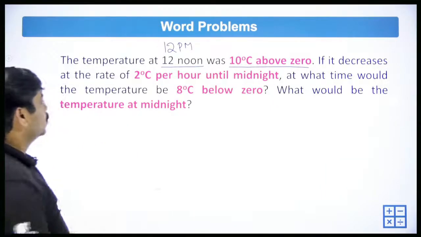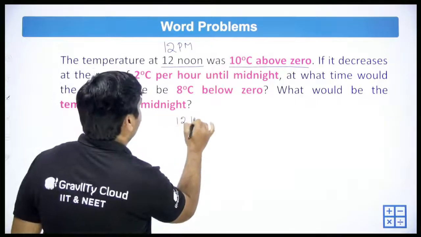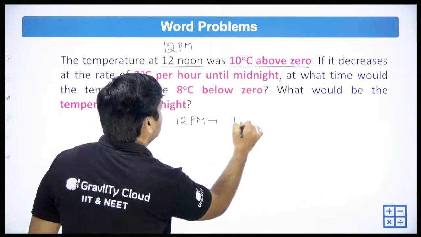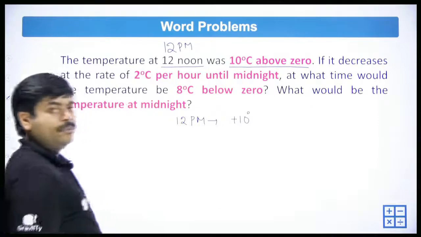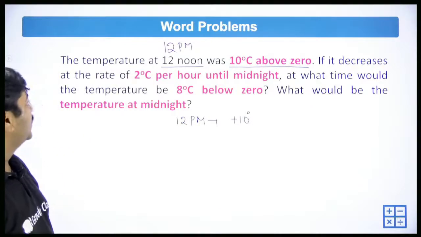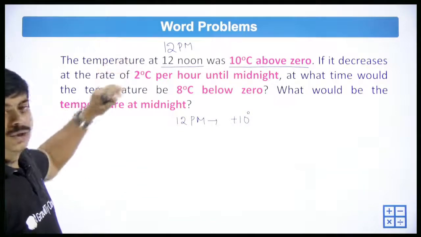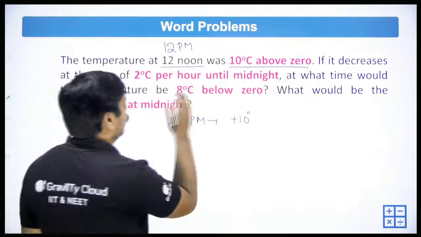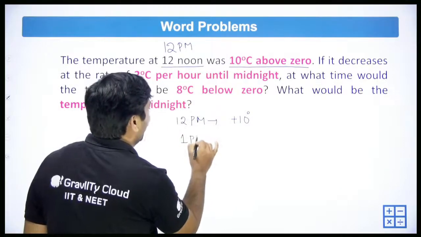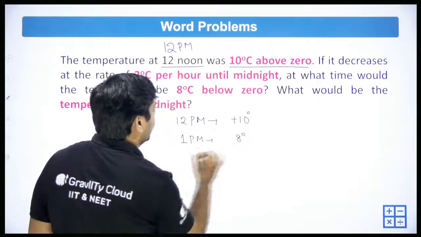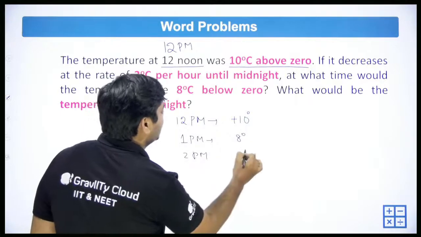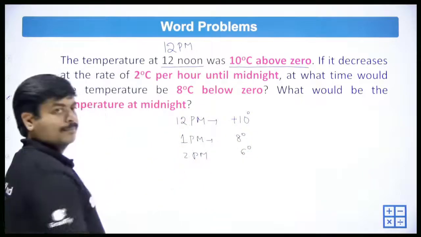At 12 noon, at 12 p.m., we have plus 10 degrees. If it decreases at the rate of 2 degrees Celsius per hour until midnight, then at every 1 hour it decreases by 2 degrees. At 1 p.m., you will have 8 degrees, correct? At 2 p.m., you will have 6 degrees, so it keeps on decreasing.